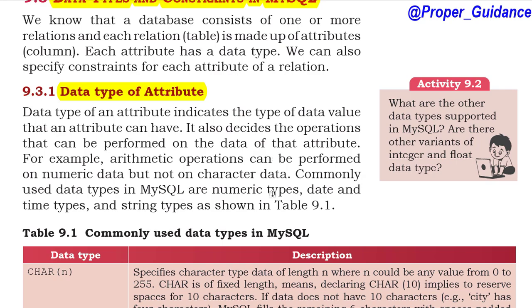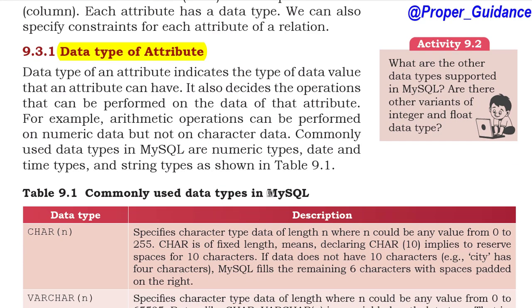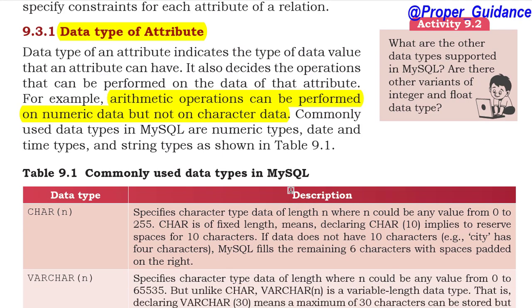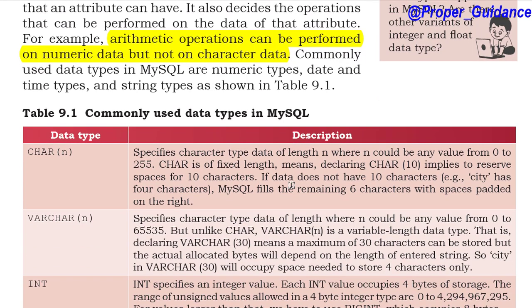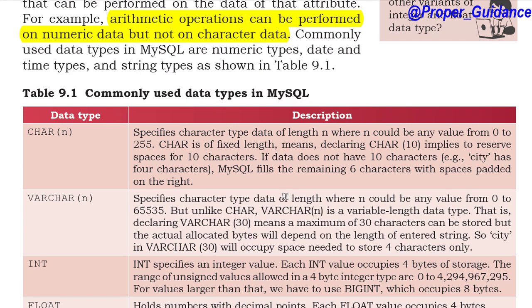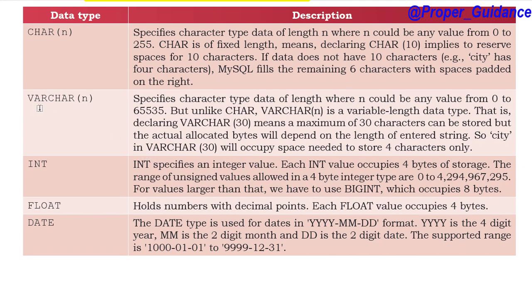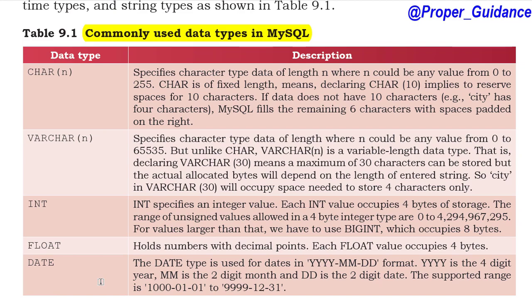For example, arithmetic operations can be performed on numeric data, right? But not on character data. Commonly used data types in MySQL are numeric types, date and time types, and all those things are given in this table here, Table 9.1. Commonly used data types in MySQL: CHAR(n), VARCHAR(n), INT, FLOAT, and DATE. All the names imply that.